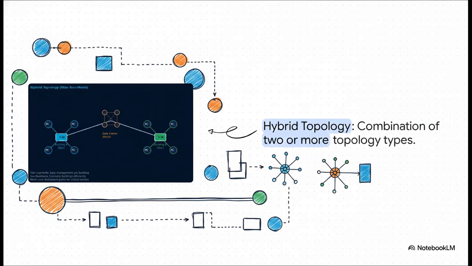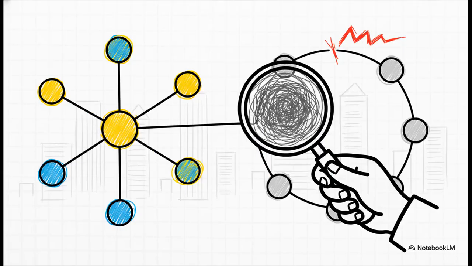Finally, for the absolute largest and most complex environments, we have the hybrid topology. This approach flexibly combines distinct layouts to get the best of all worlds. For instance, you might link up multiple independent star-wired buildings using a high-speed bus backbone. It gives you the ultimate customized design for enterprise networks.